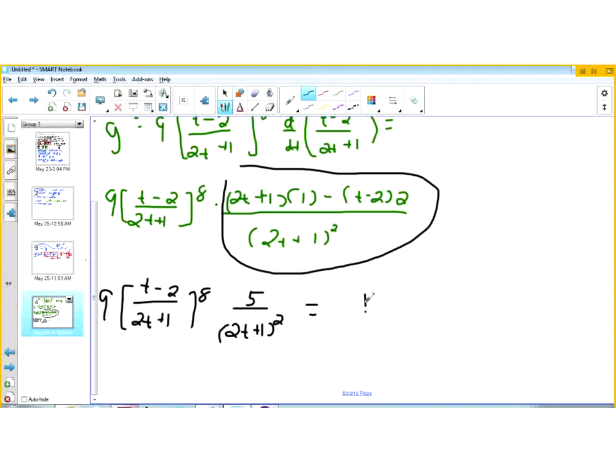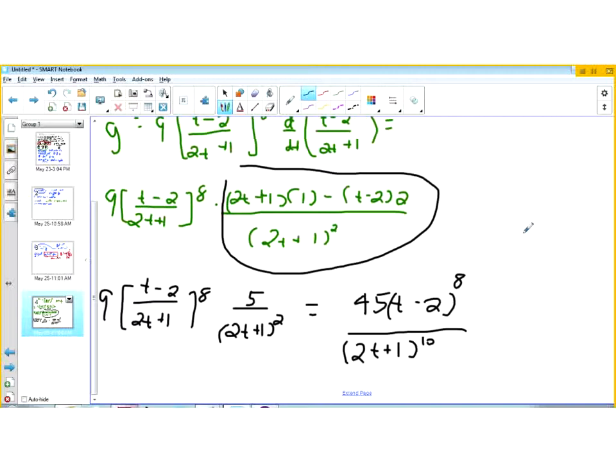We can simplify it even further. That would be 45, because 9 times 5 is 45, times t minus 2 quantity to the 8th power, all divided by 2t plus 1 to the 10th, because I add the exponents in the denominator. That would be the simplification of that rational expression.